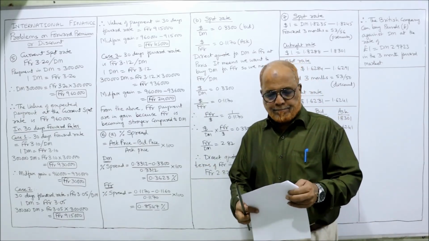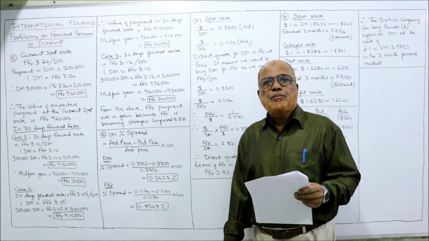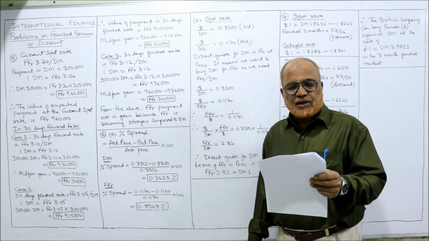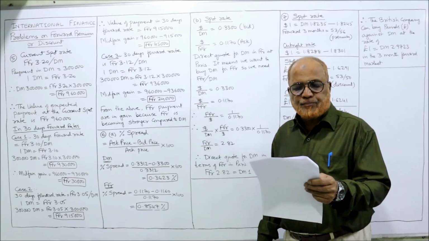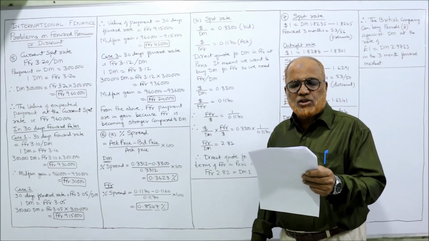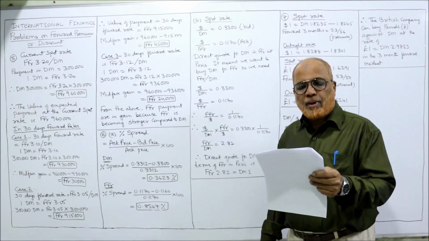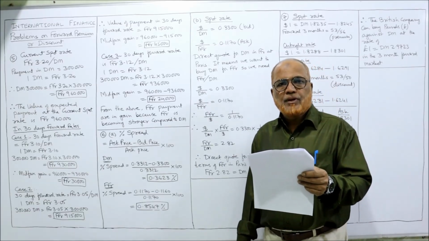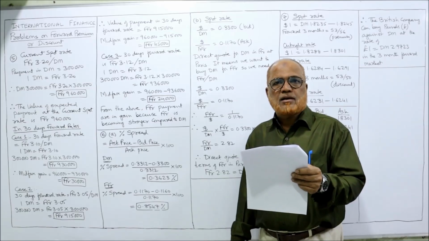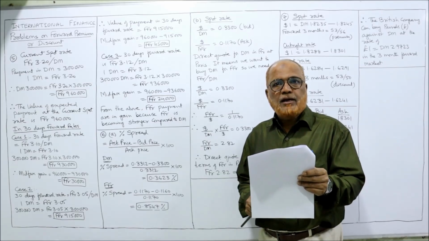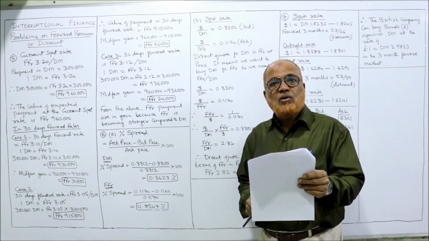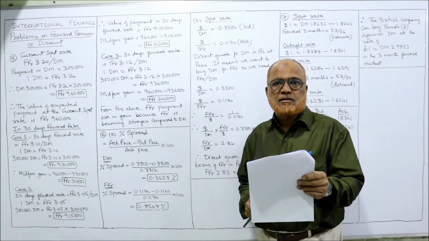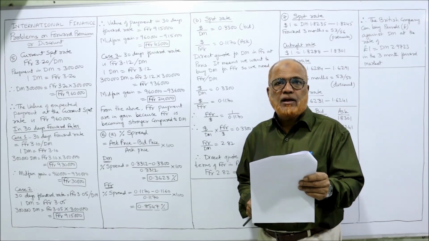That's it. Now, sixth problem. Direct spot rate for DM and FFR respectively. Two quotations are given. DM is equal to $0.3300 by 12. What does it mean? It means bid rate and ask rate, dollar per DM. $0.3300, that is the bid rate, and $0.3312 is the ask rate, right? This is the dollar per DM.